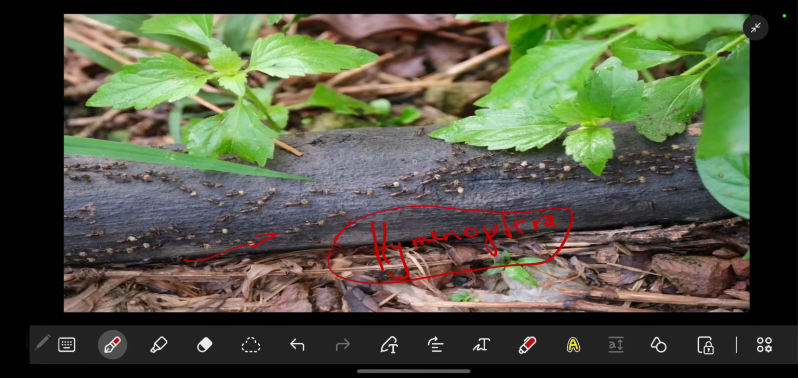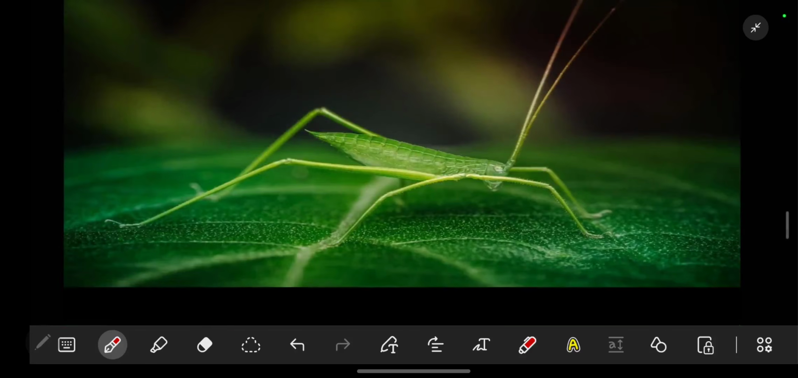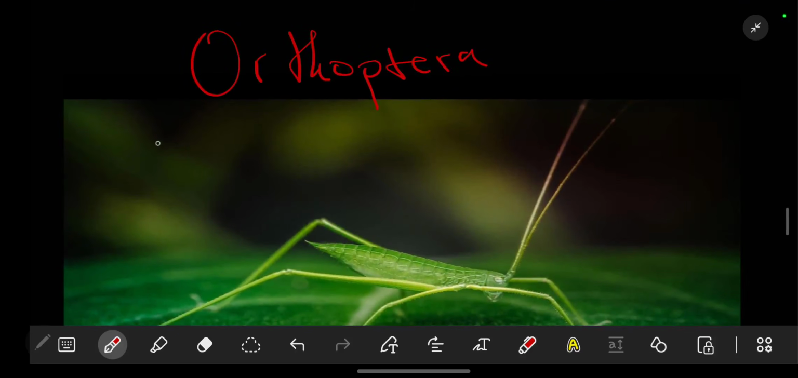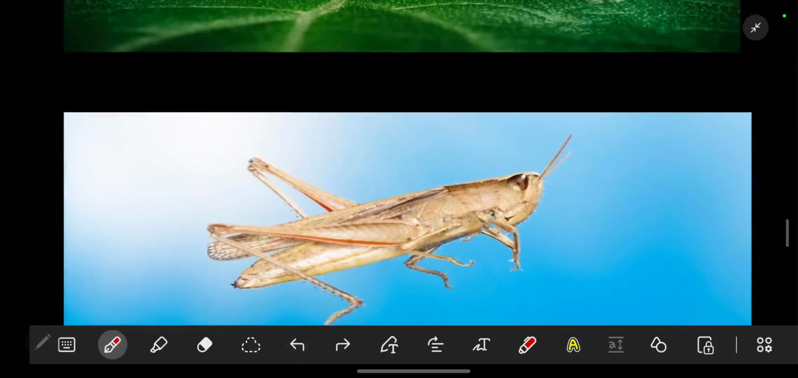So never forget. The next one that we are going to look at is the order Orthoptera. For Orthoptera, just think of grasshoppers and anything alike. In this order we have crickets, grasshoppers, and locusts. We might have this, we might have this, and we might have this.